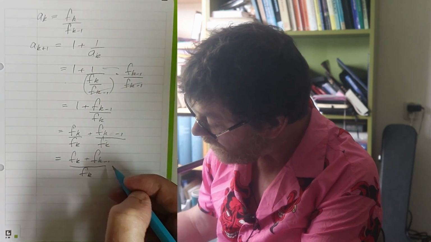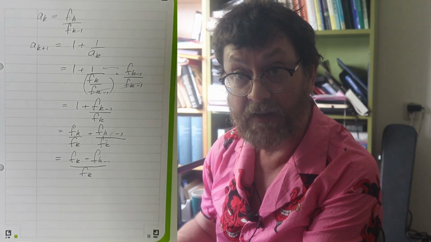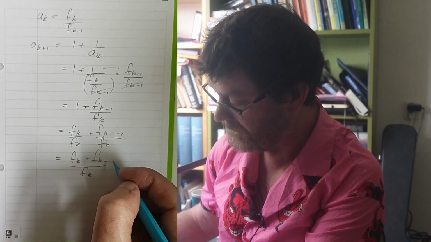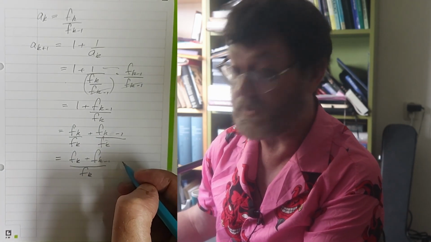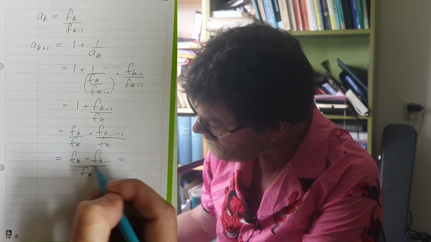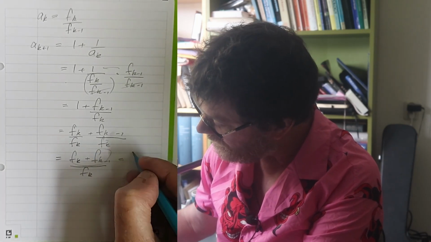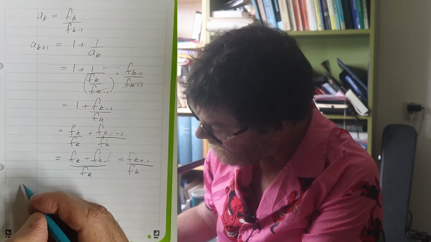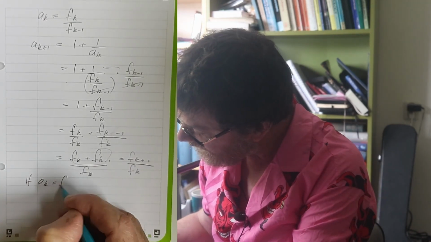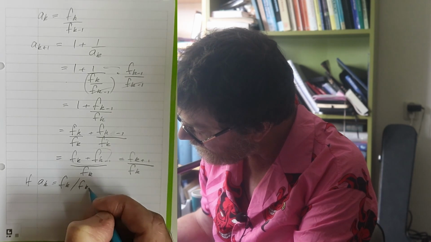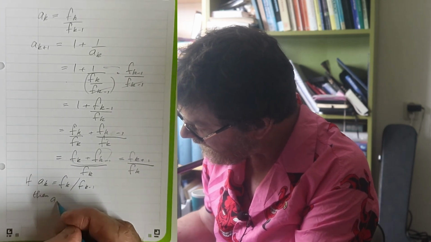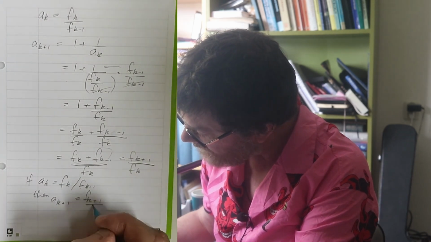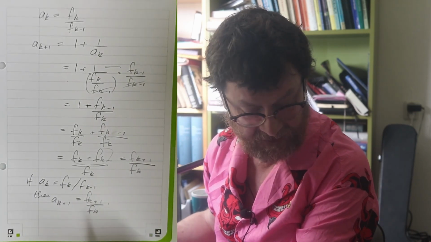divided by F_k. And remember, our hypothesis was that the F_k and the F_(k-1) are Fibonacci numbers, and we know that when we add two Fibonacci numbers from the sequence, then we get the next one. So we can write F_k plus F_(k-1), we know that's F_(k+1) divided by F_k. And so we have if A_k is F_k divided by F_(k-1), then A_(k+1) is equal to F_(k+1) divided by F_k. So that's the first part of the induction hypothesis.